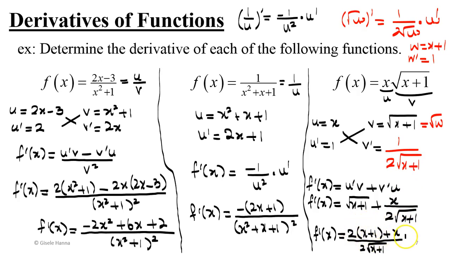Now expanding and simplifying at the numerator would give me 2x plus x, which is 3x, plus 2. And of course, that is over 2 times square root of x plus 1, and that would be the derivative of this given f of x.